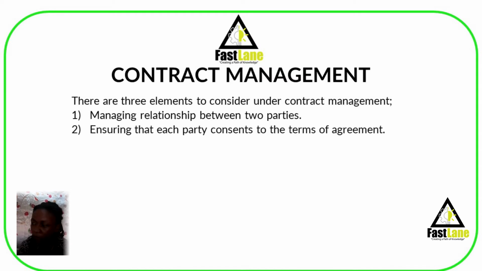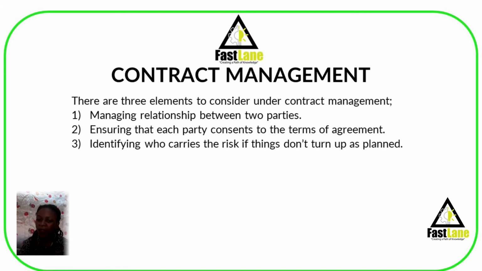Contract management ensures that both parties consent to the terms of the agreement. Remember, to verify that a contract is valid, we have to look at whether both parties gave genuine consent. They weren't forced. Then the third thing contract management does is identify who carries the risk if things don't turn out as planned. Remember, we said a contract does all that.